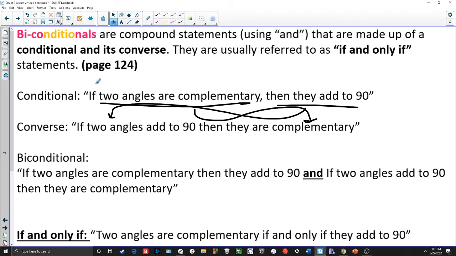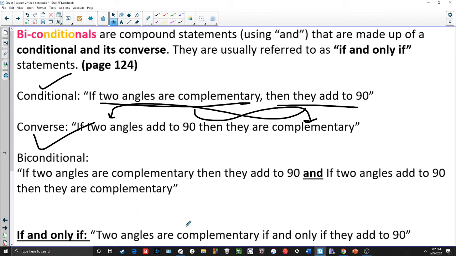So the biconditional would be taking both of these and putting them together. If two angles are complementary, then they add to 90. That's my conditional. And if two angles add to 90, then they are complementary. That's my converse. We usually don't write biconditionals like this because it's a mouthful. We usually write it using this if and only if form. If and only if means you take one statement, usually the conditional, and just swap out the then for if and only if.